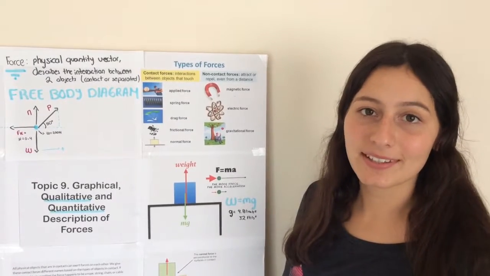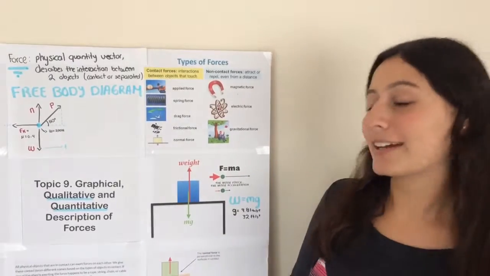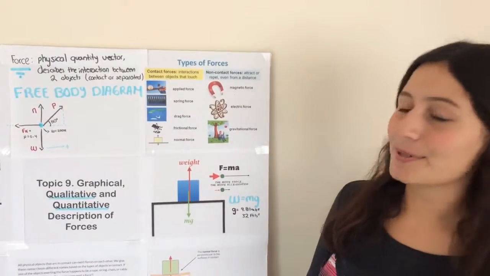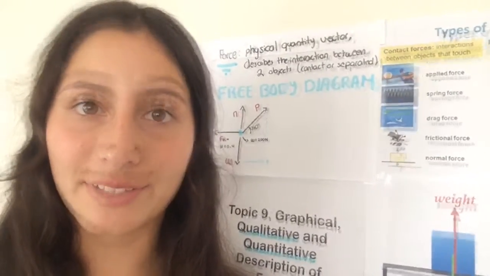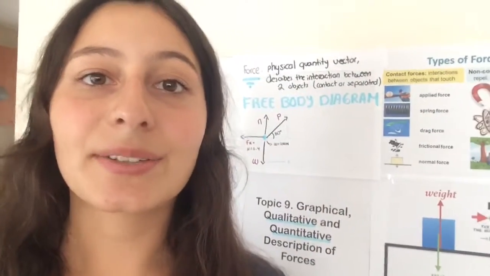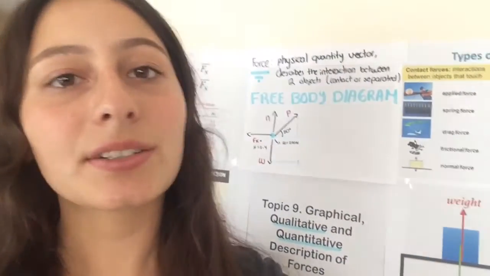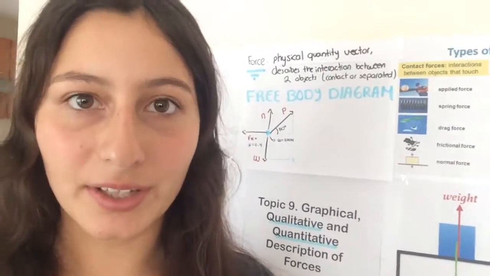I'm a high school student and I'm going to explain to you topic 9 of matter and energy: graphical, qualitative and quantitative description of forces. A force is a physical vector quantity. It can be represented by an arrow, and it describes the interaction between two objects, in contact or separated, which decides whether it is a contact or a non-contact force.